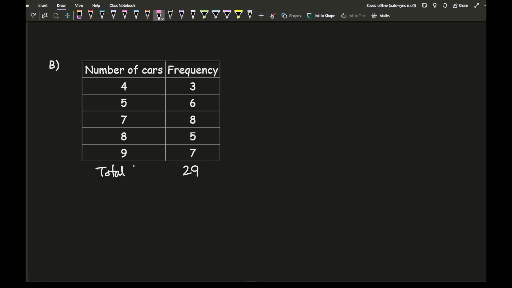So the first thing for the mean, I'm going to create an fx value, multiplying the numbers in the first column by the numbers in the second. So that's going to give me 12, 30, 56, 40, and 63. And then all that's left for me to do is add up those numbers. You can either add them up manually or use a calculator, in which case we get an answer of 201. So to work out the mean, it's going to be the total fx, which is 201, divided by the total frequency, which is 29.